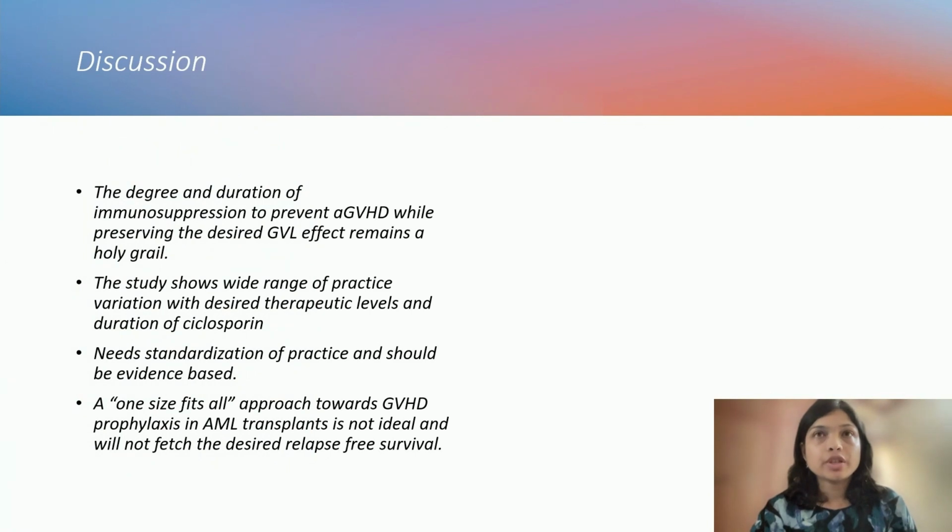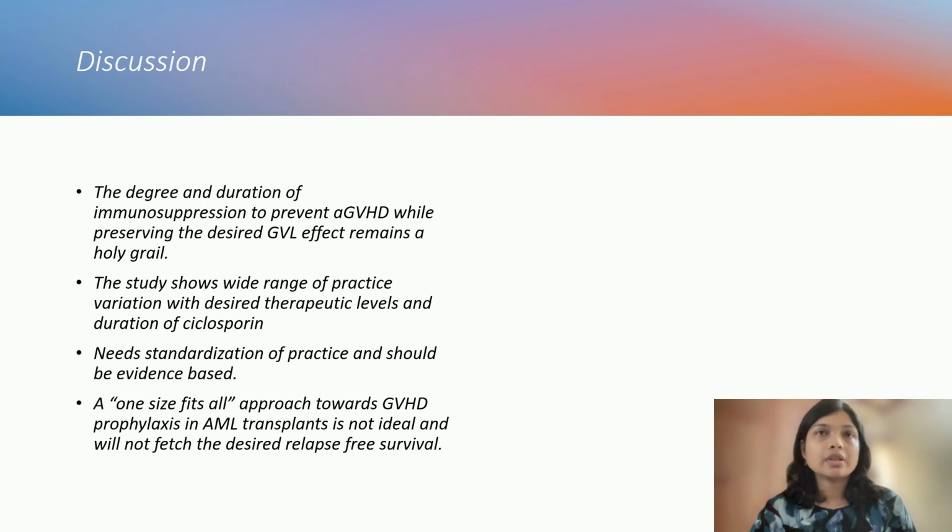The degree and duration of immunosuppression to prevent acute GVHD while preserving the desired GVL effect remains a holy grail, I should say. The study shows a wide range of practice variation between different centers with desired therapeutic range and the duration of cyclosporin. As one could imagine, it reflects the inadequacy of mastery in immunosuppressive prophylaxis and an unmet need in evidence-based standardization of GVHD prophylaxis.